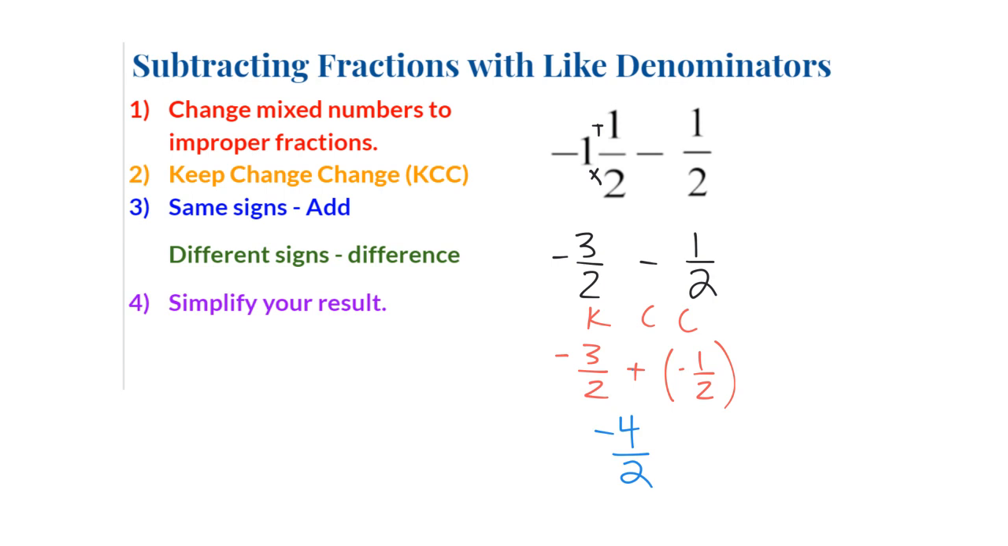Once I get here, I'm going to simplify my result. -4/2 is an improper fraction, so I'm going to figure out how many times 2 will go into 4. That'll be 2 times with no leftover, or no remainder. So my answer is just -2 for this one.